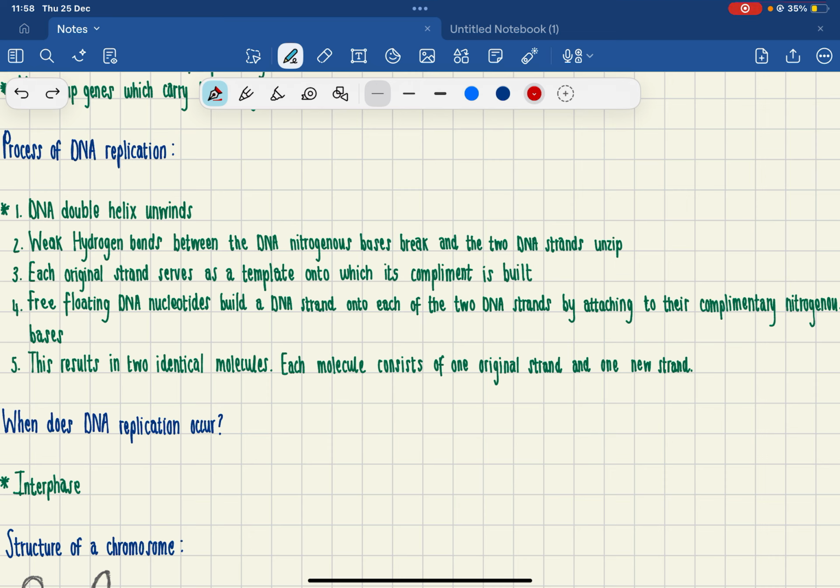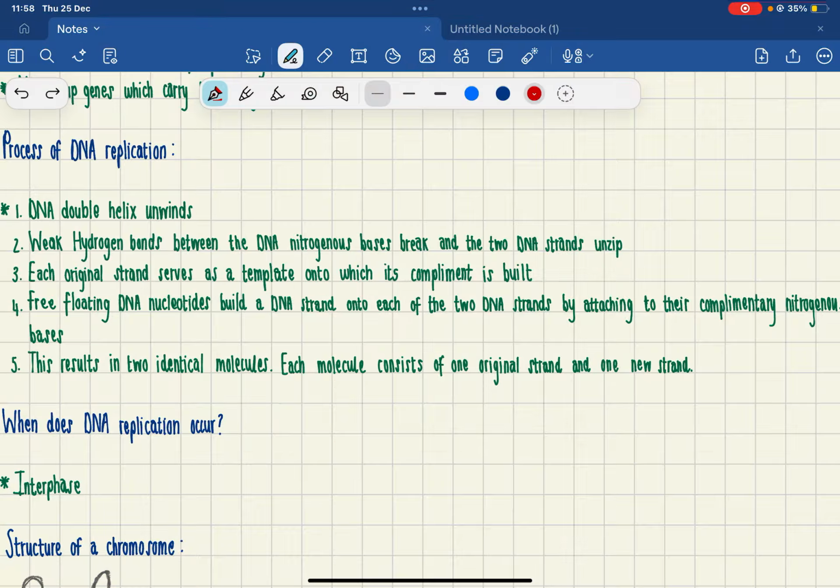Now, what happens is that free-floating nucleotides in the nucleoplasm build a DNA strand by attaching the original strand, or the template, to its complementary nitrogenous bases. As such, this will result in two identical molecules being formed, and each molecule consists of one original strand, an old strand, and a new strand, I mean.